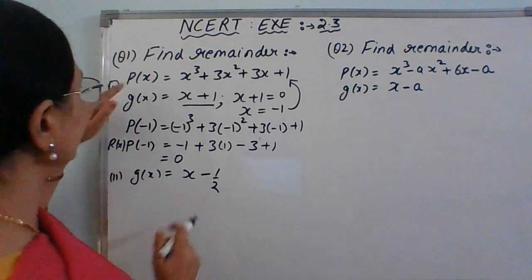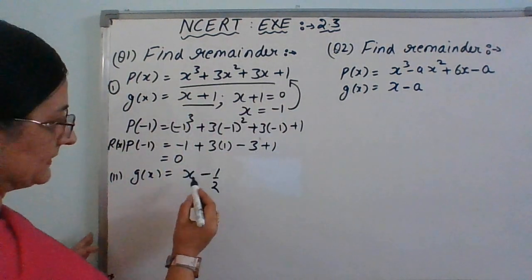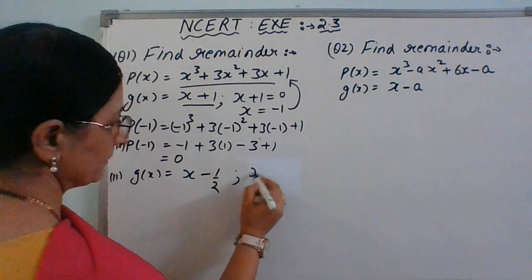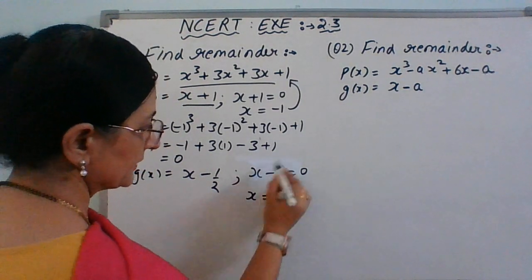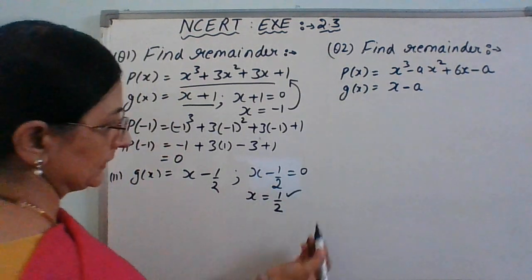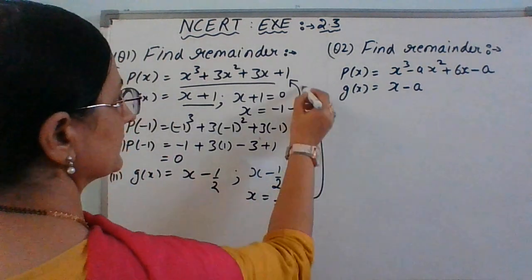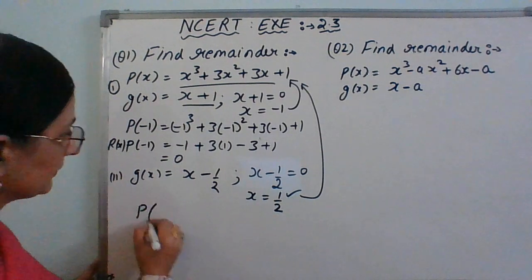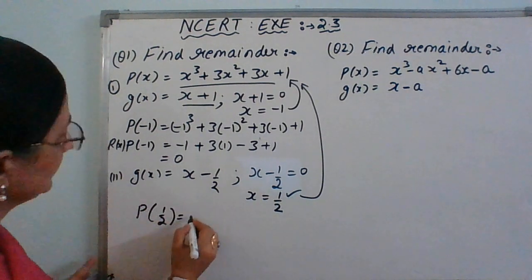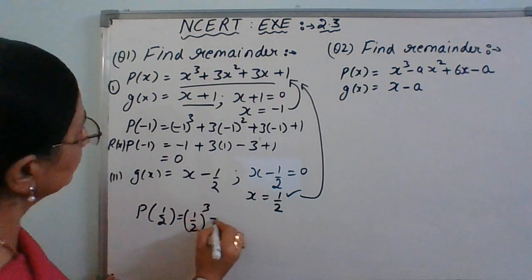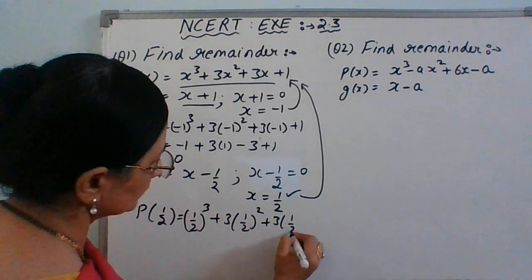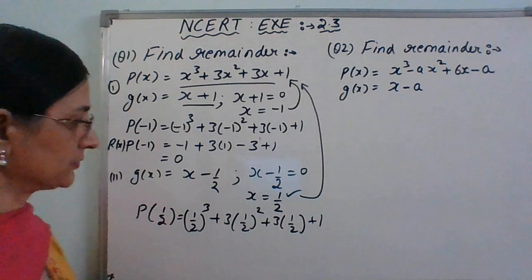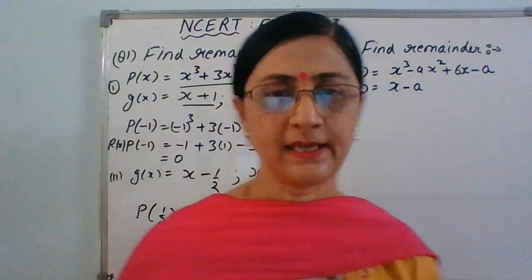Now the second part, p(x) will be the same. g(x) is now x minus 1 by 2. So we are supposed to equate this equal to 0. Let us find the value. The value will be this, it goes to the right side. So this is the value, and we have to substitute this here. In place of x, that is 1 by 2. So (1 by 2) cube plus 3 into (1 by 2) square plus 3 into (1 by 2) plus 1. So I have substituted 1 by 2 in place of x, right?